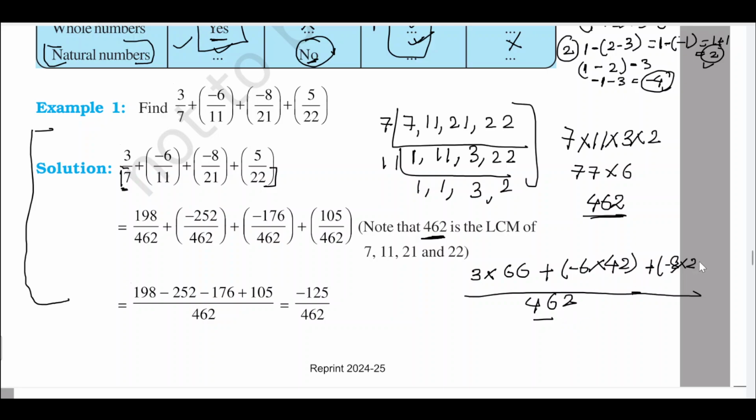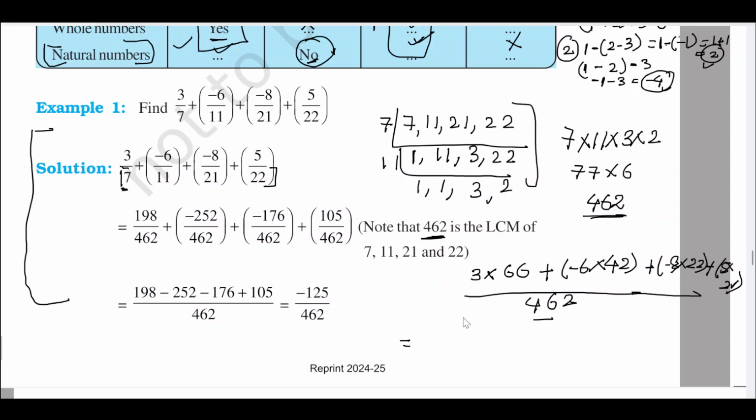It is 22 times. For 22, how many times is 462? It is 21 times. Okay, 21 times.